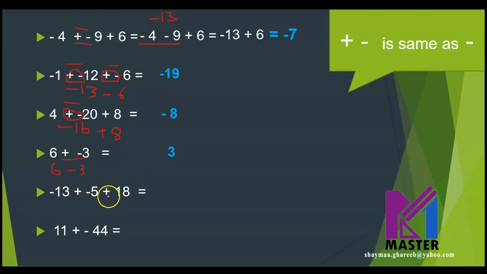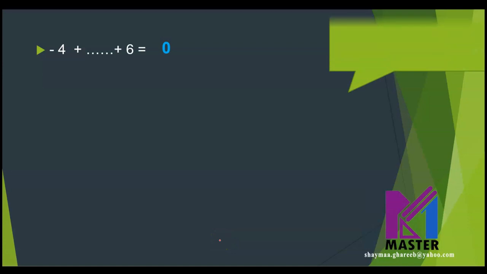-13 plus -5 plus 18, I'm going to change this into subtraction. So I have -13 minus 5, which is -18. -18 plus 18 gives 0. 11 plus -44. So I'm going to change them into subtraction. So it will be the same as 11 minus 44, which is -33. Is this clear?